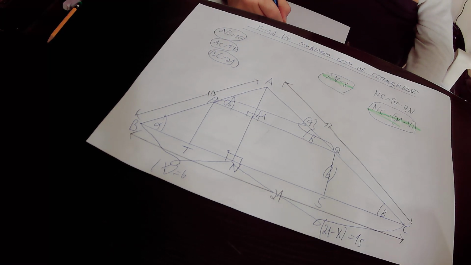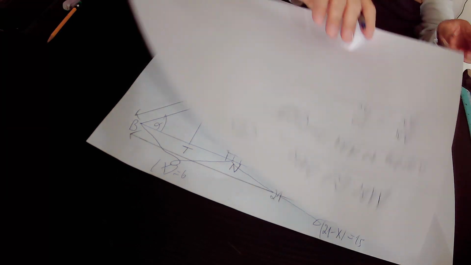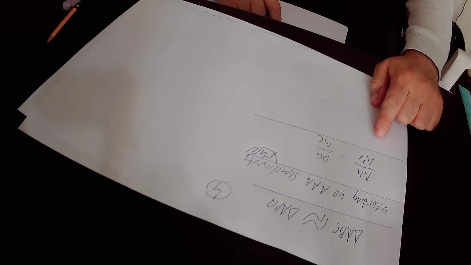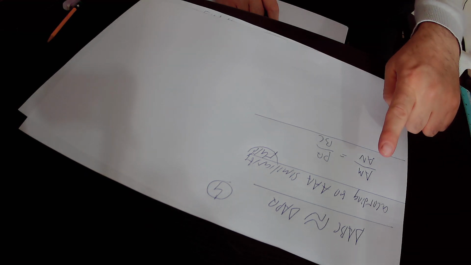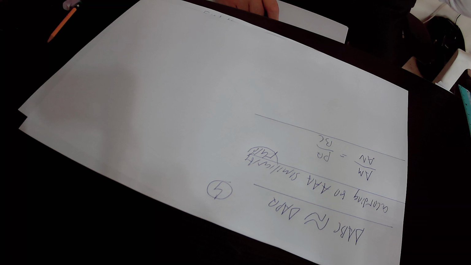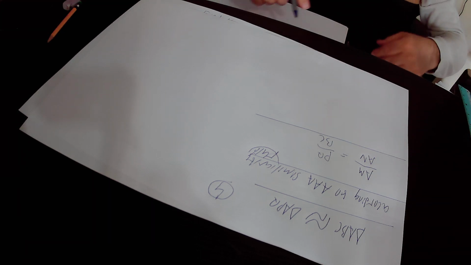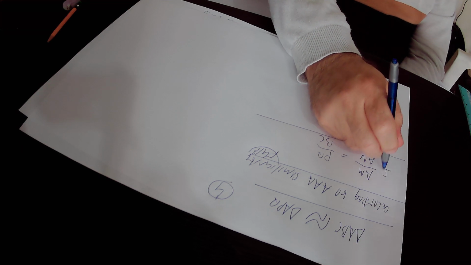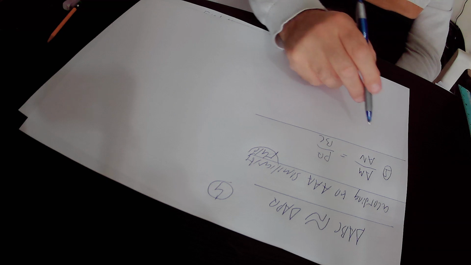Repeat again. AM over AN is the ratio between the corresponding heights of the two similar triangles ABC and APQ, and it must be equal to the ratio between their corresponding sides, that is PQ over BC. So in conclusion, in equation 1, we found out that AM over AN equals PQ over BC.